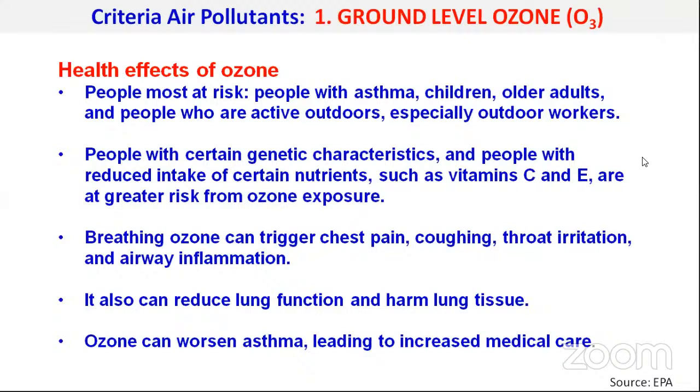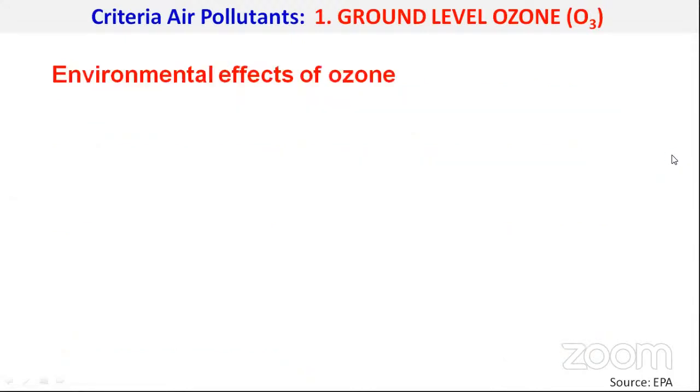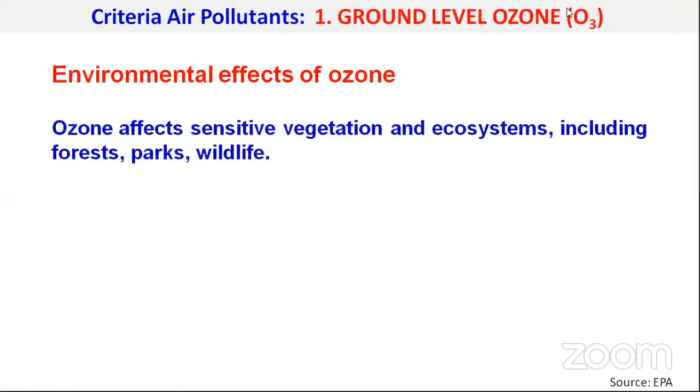It can worsen already existing preconditions like asthma. Now, what are the environmental effects of ozone? What is it doing to the health of the environment? This does bad. Ozone affects sensitive vegetation, that is, agricultural yield is reduced.